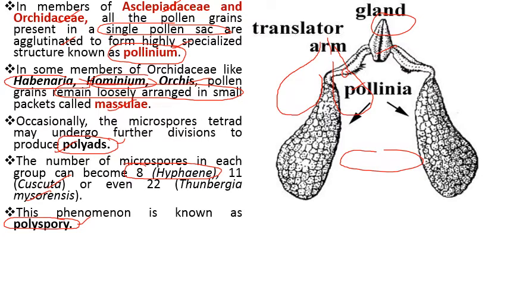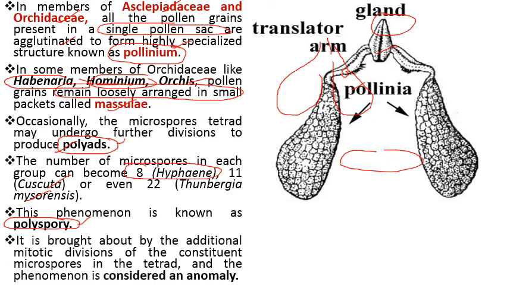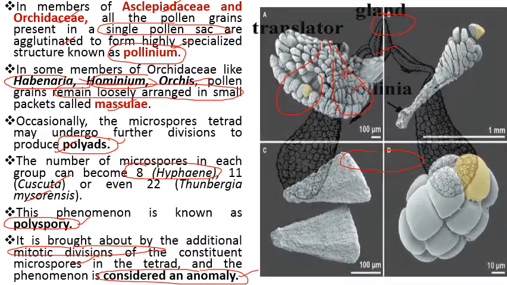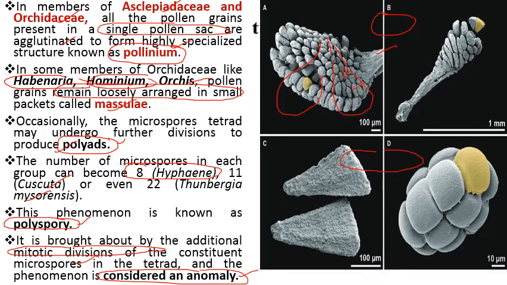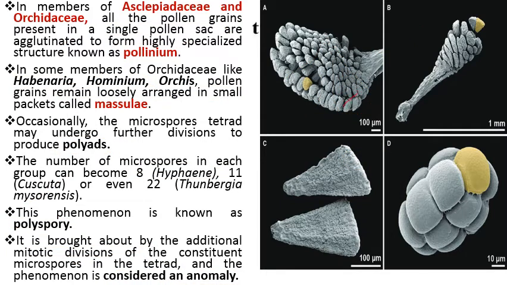When the pollen tetrad is formed, after that the pollen grains again undergo the process of mitosis, which results in this abnormal phenomenon known as polyspory. So it is brought about by additional mitotic division of the constituent microspores in the tetrad, and this phenomenon is considered an anomaly. This is an abnormality. These are the structures, this is the same image which shows the massulae, which are the loosely arranged pollen grains that behave like a single unit.